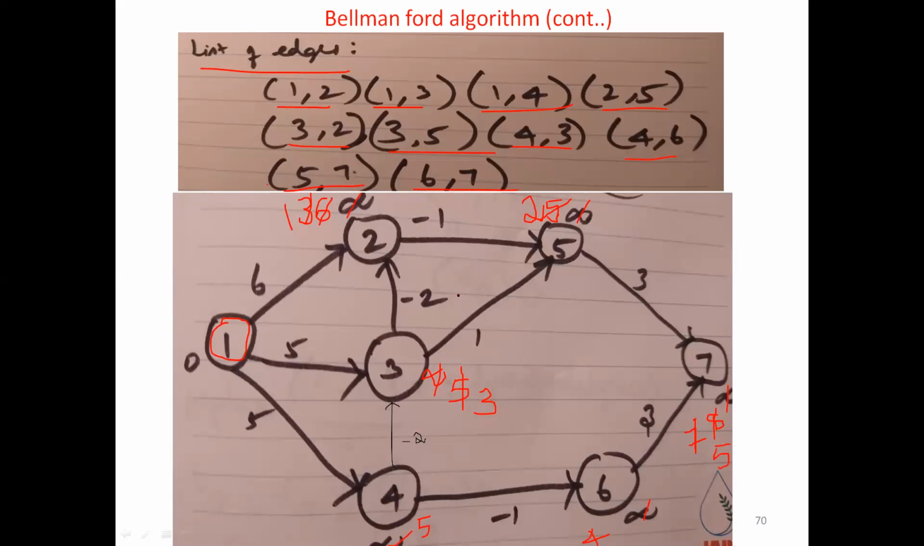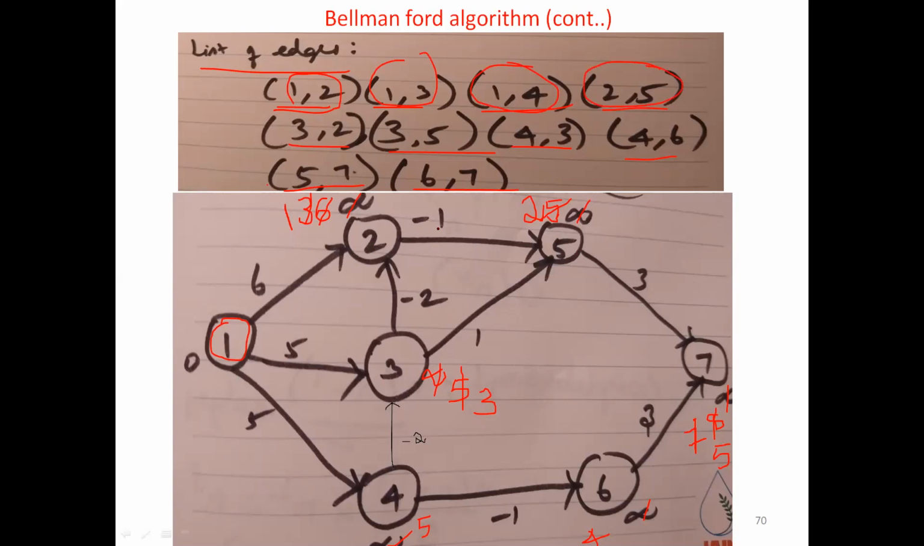What is the thing we will get? Again 1 comma 2. When you take 1 comma 2, what happens? Same as it is, because there is no change. It was 1, actually it is 1, so no change. 1 comma 3, no change. 1 comma 4, no change.